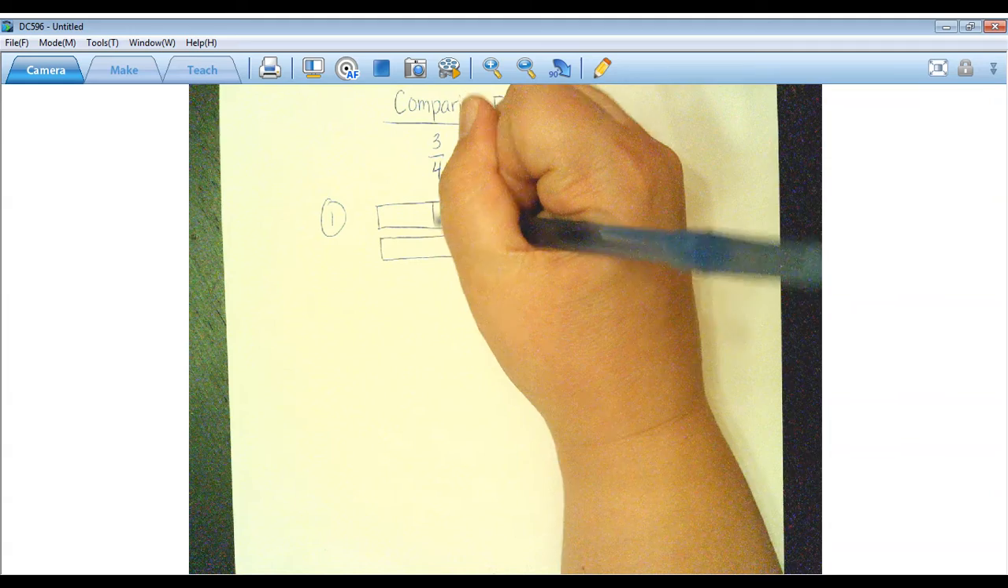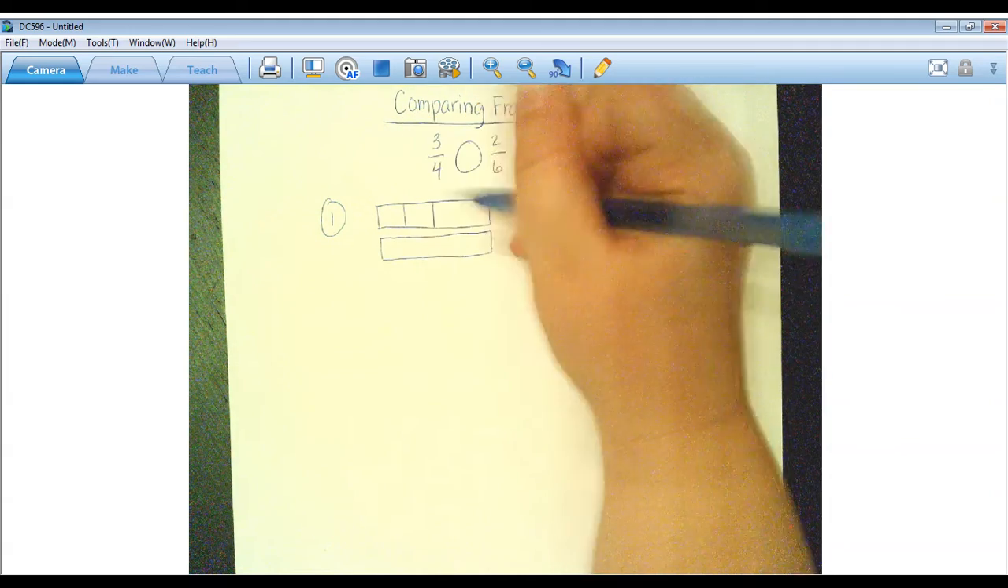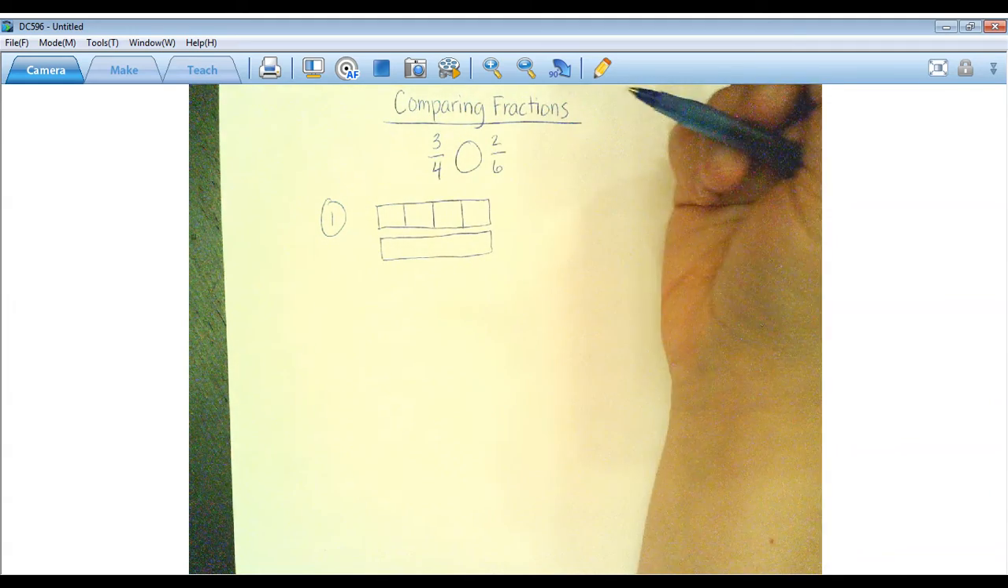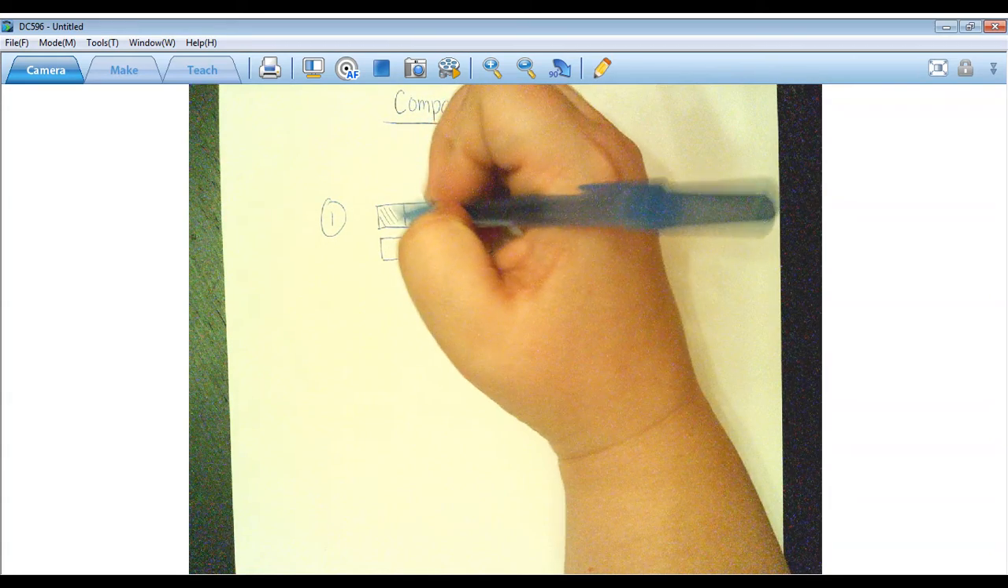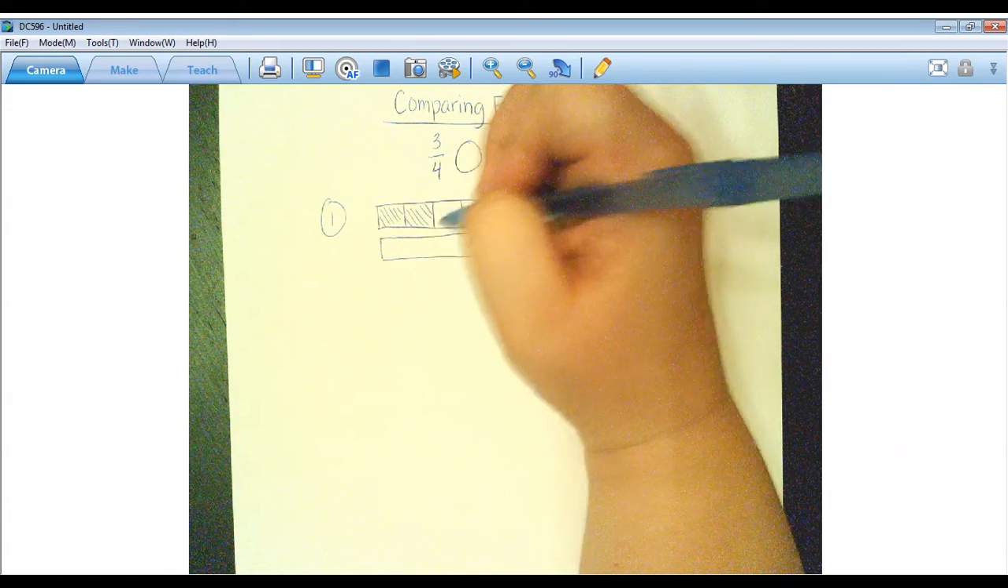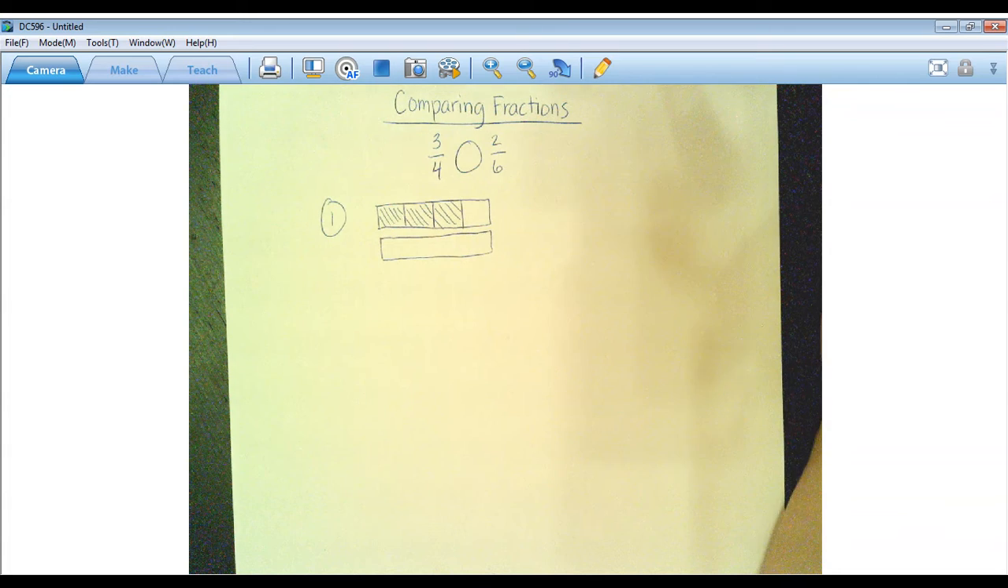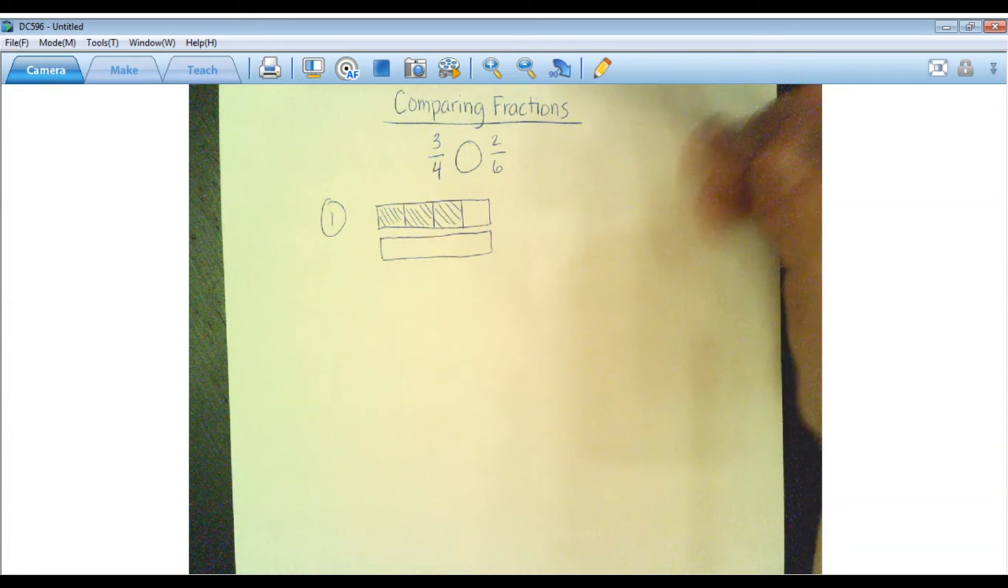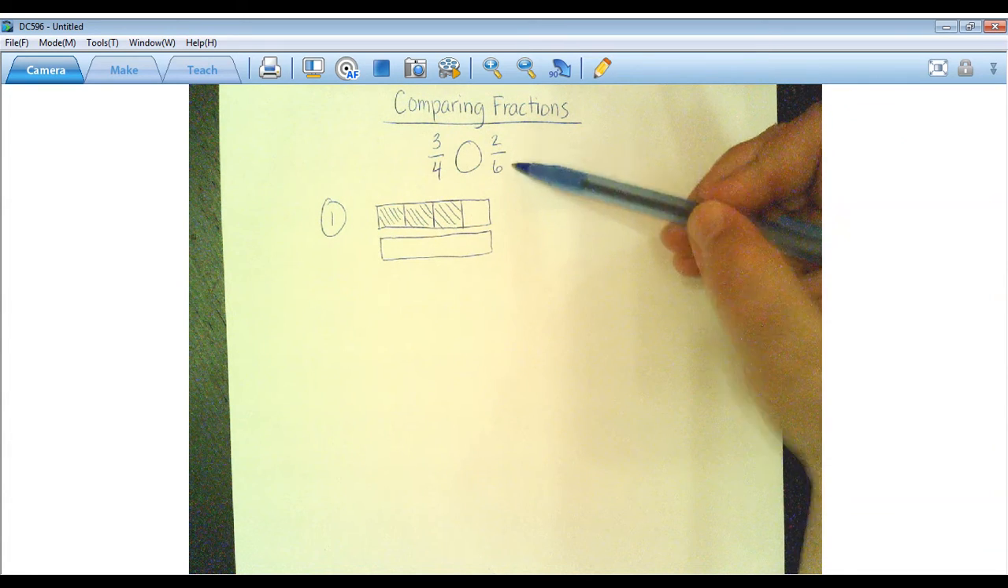So I'm going to split my bar in half and then in half again to create fourths. And then I will shade in 3 of those fourths. So there's my quick picture for 3/4. Now I'm going to draw 2/6.